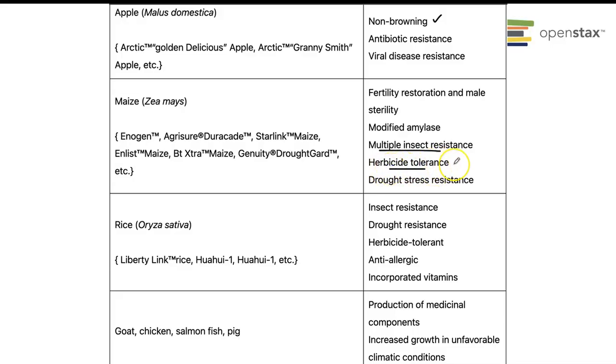Herbicide tolerance means that if you wanted to raise corn and you don't want weeds, you would spray the ground for weeds, right? You want to kill the weeds. So this makes those corn plants tolerant to the herbicide, so they don't get killed by the herbicide. Rice, and then we have goats, chickens, salmon, fish, and pig. These all are increased growth in unfavorable clinical conditions, and sometimes they'll use these animals to make medicinal components.